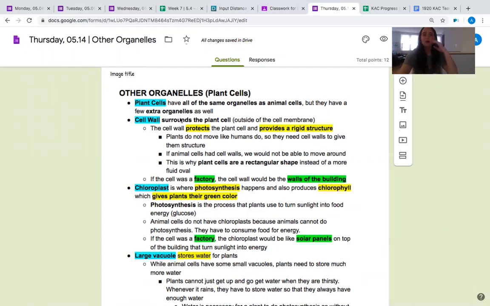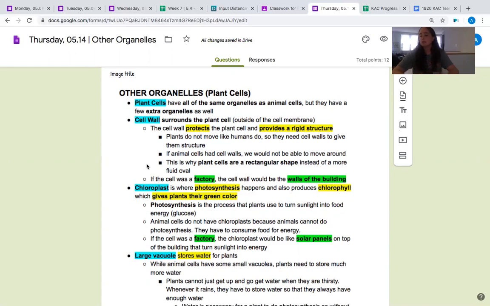The cell wall protects the plant cell and provides a rigid structure. Plants do not move like humans do, so they need cell walls to give them structure. If animal cells had cell walls, we would not be able to move around. This is why plant cells are a rectangular shape instead of a more fluid oval.